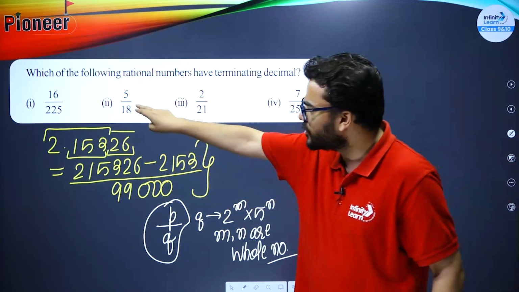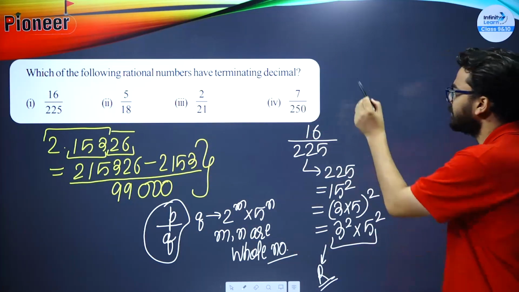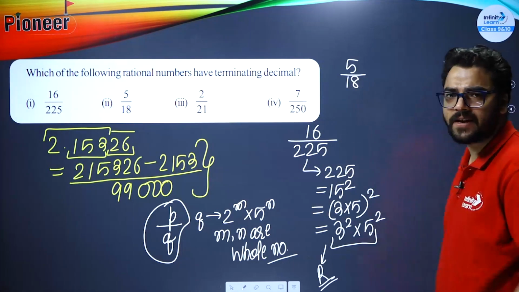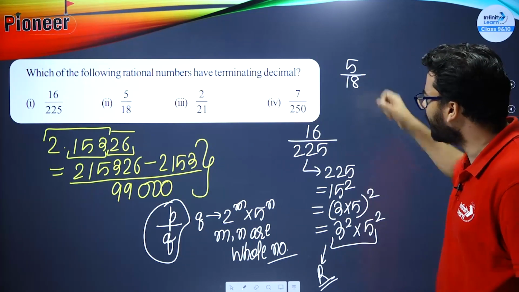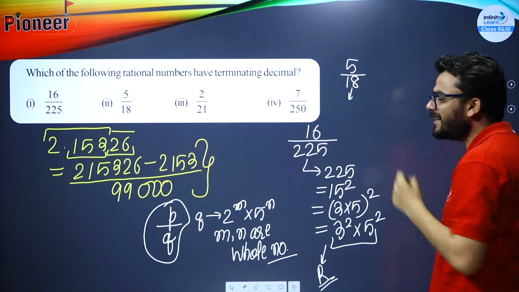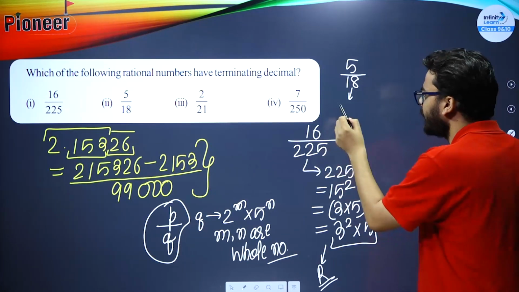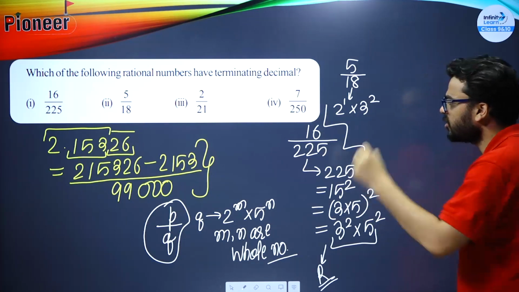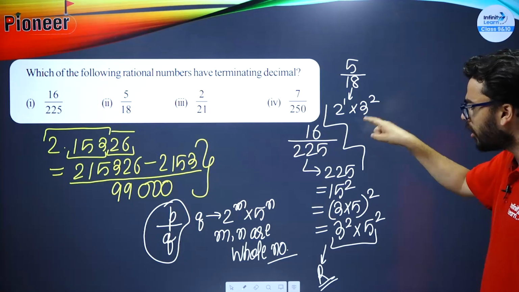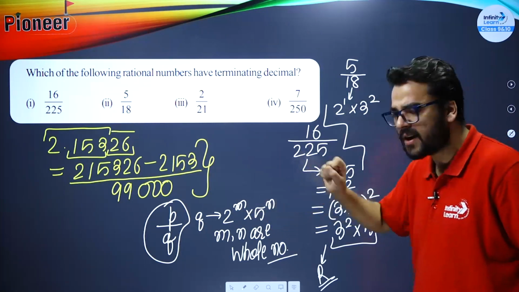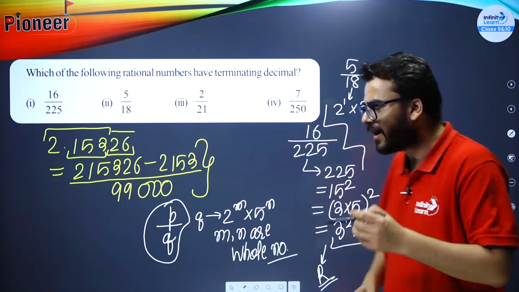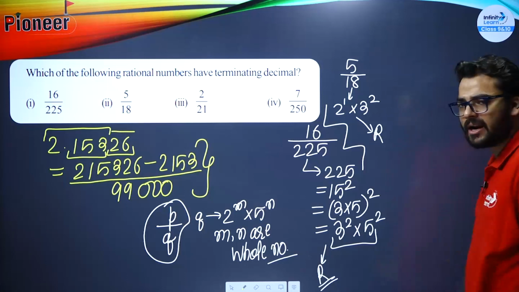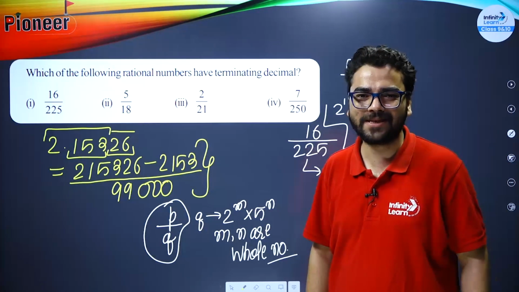In the same manner, can we check for this? This is 5 upon 18. First see if there is any common thing in the numerator as well as the denominator. You see nothing is common and the denominator is 18. 18 is 9 2s are 18, so 2 raised to the power 1 into 3 square. It is the prime factorization of the denominator. So, again this is not of the form 2 raised to the power m into 5 raised to the power n. So, it will again have a recurring decimal representation, or you can say non-terminating but repeating decimal representation.